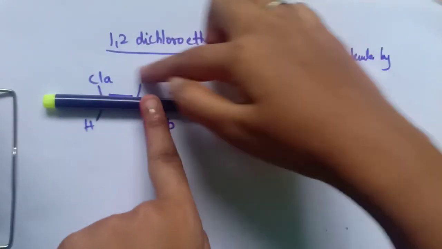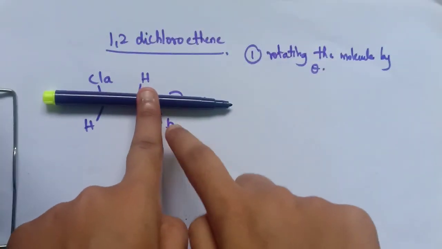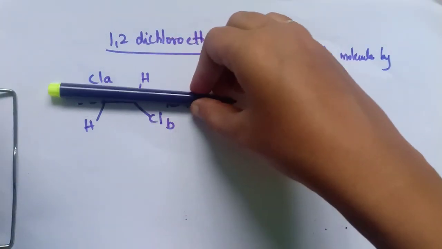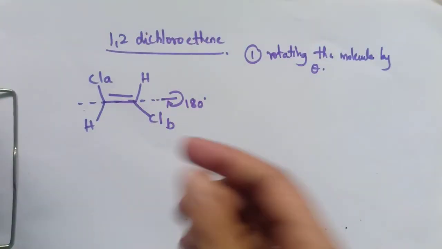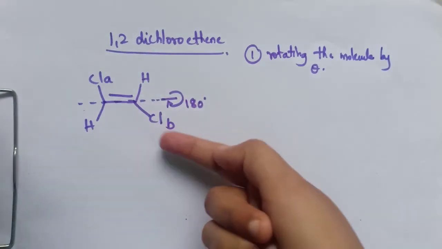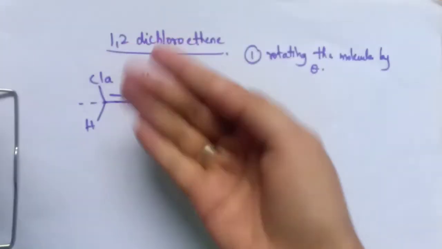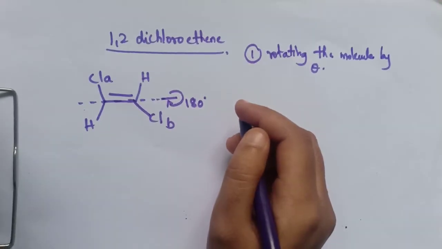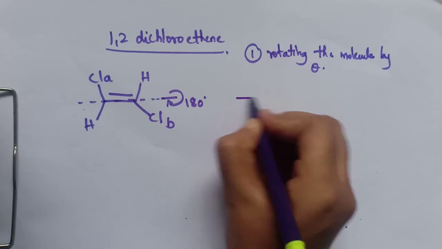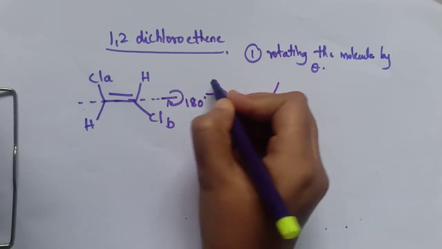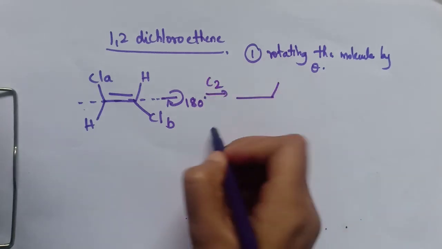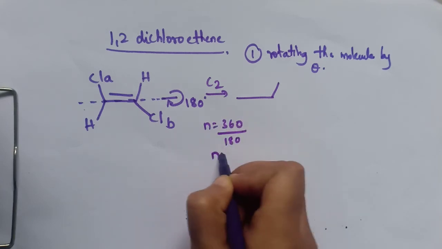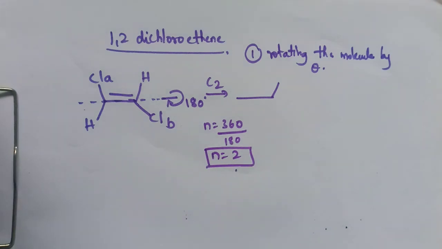What happens is, these upside atoms will come on the downside and these two atoms which are present on the bottom will come on the upper side, like this. So you should just imagine that these atoms are coming on the downside, whereas these two atoms are going to the upper side. So let's draw the structure. It is C2, that means n equals 360 by 180. We will get n equals 2.